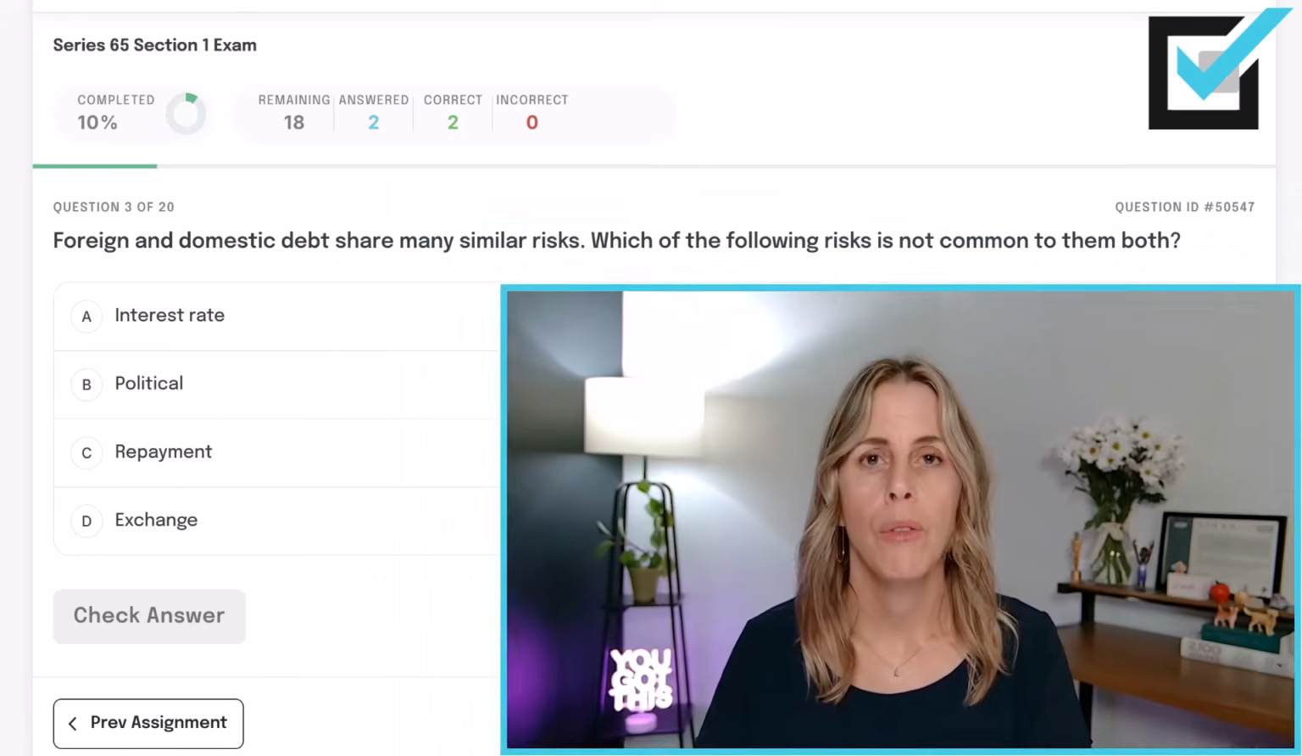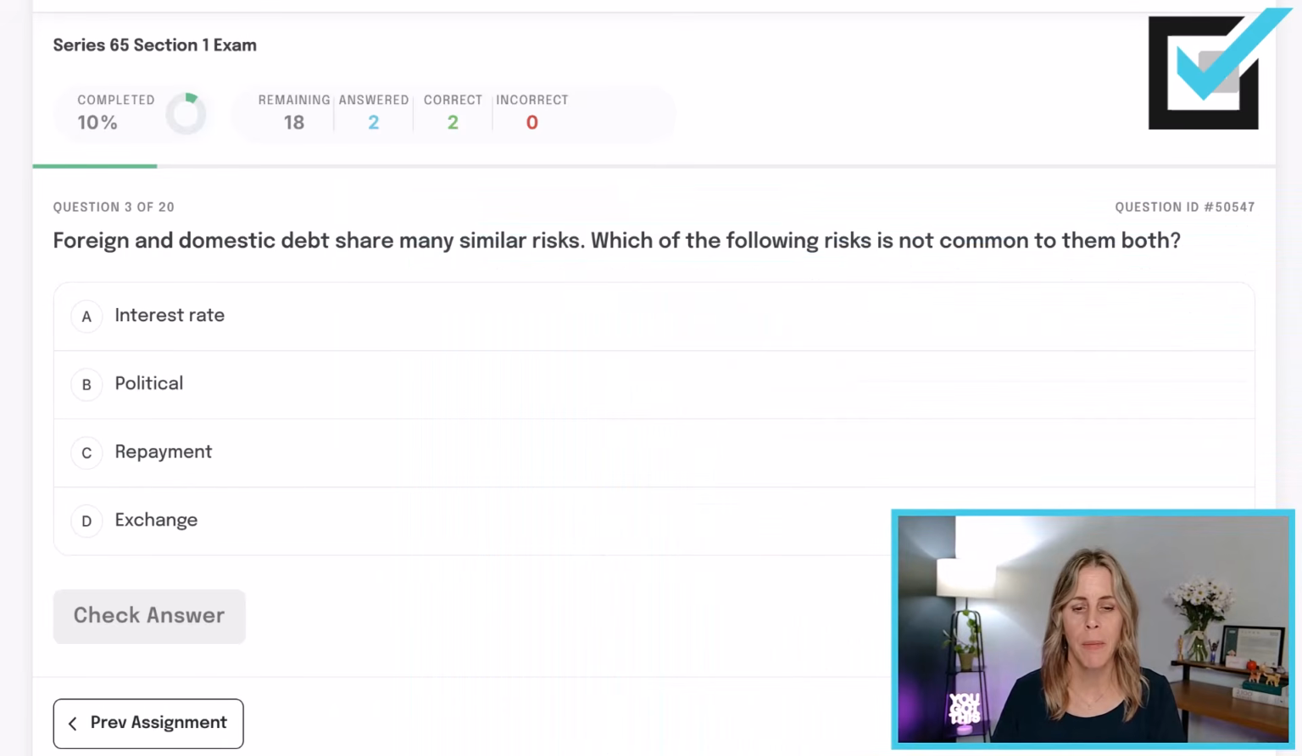Foreign and domestic debt share many similar risks. Which of the following risks is not common to them both? Interest rate, political, repayment, exchange. So we're looking for not common to them both.